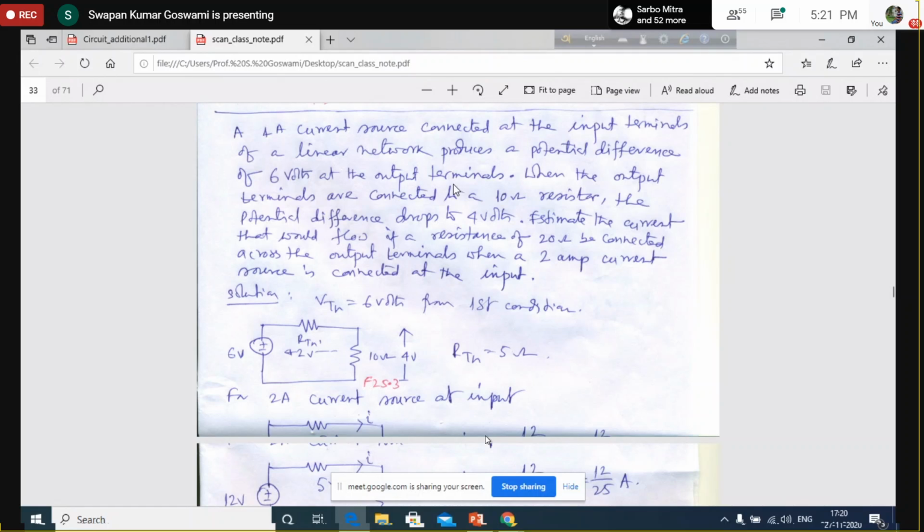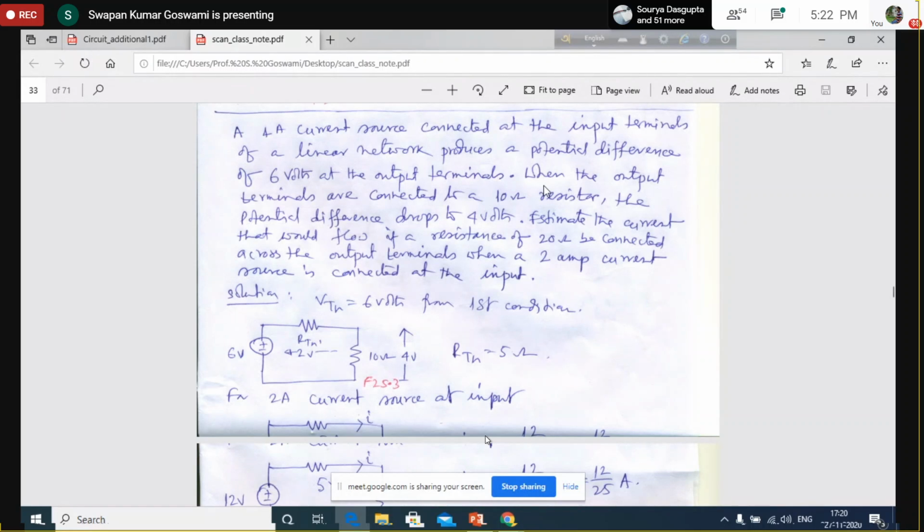Meaning, if we want to represent that linear or resistive network with the help of a Thevenin equivalent, the Thevenin voltage is already known to us. It is 6 volt. So let us represent the network with the help of a Thevenin equivalent. In that Thevenin equivalent, 6 volt is the open circuit voltage with 1 ampere at the input. Let us assume that R Thevenin is the internal impedance. This is the equivalent representation of the network.